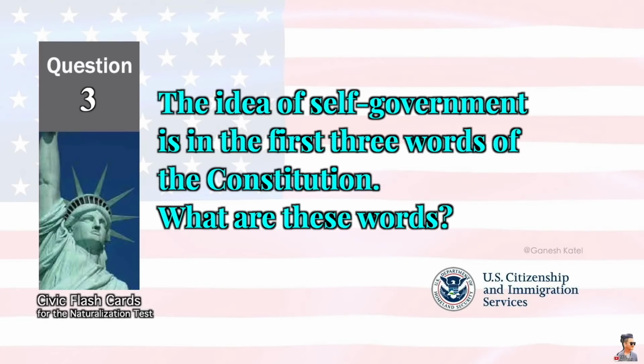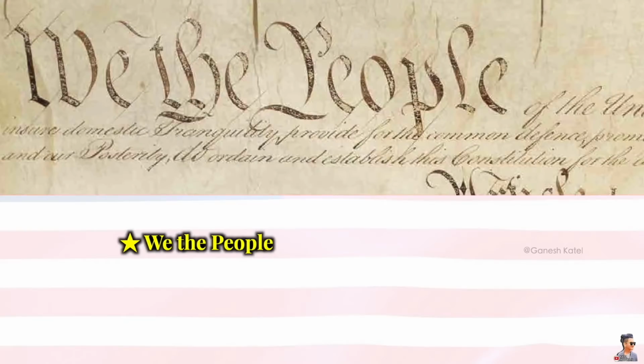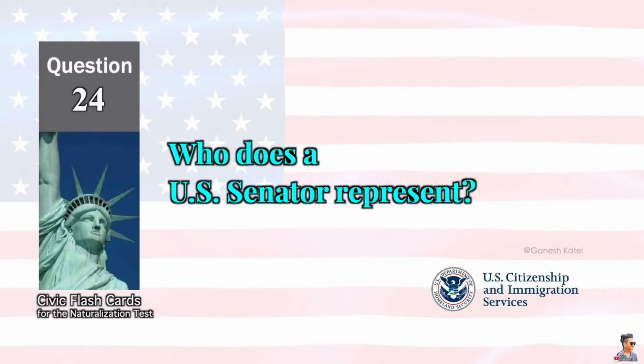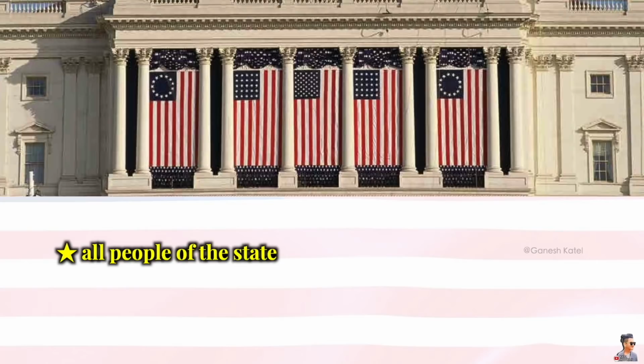The idea of self-government is in the first 3 words of the Constitution. What are these words? We the people. Who does a U.S. Senator represent? All people of the state.